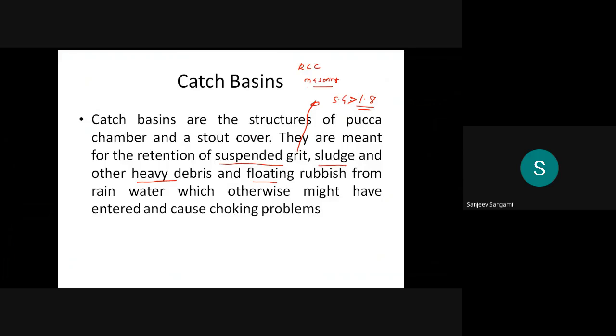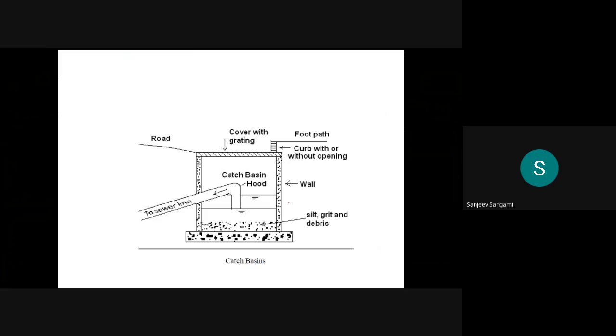Then floating material: some floating rubbish will be there in the sewer, which can be removed from the rainwater. Normally, when rainwater is joining the sewers and a combined flow is happening, some floating material will come and choke the sewage network. Even that can be removed in these catch basins. So it is one structure which will capture all these types of materials. This is how the catch basins will be.